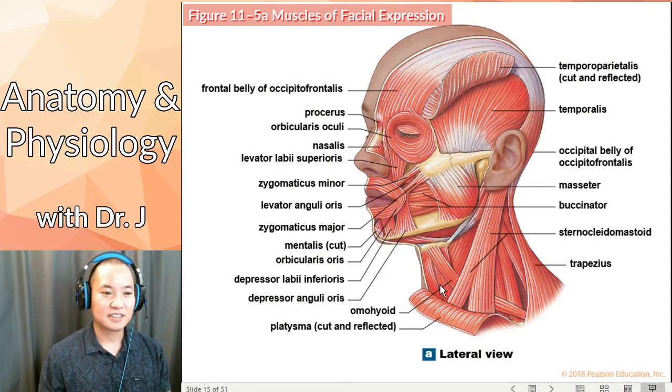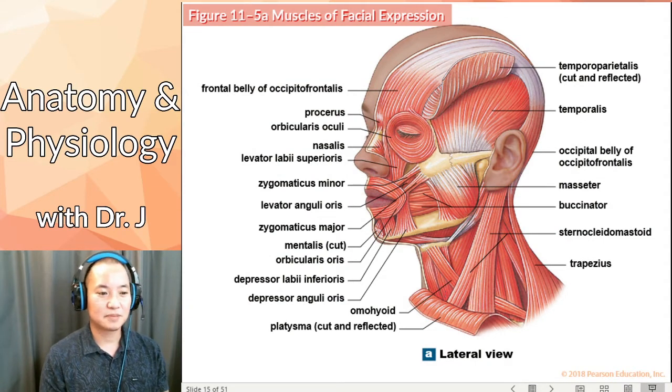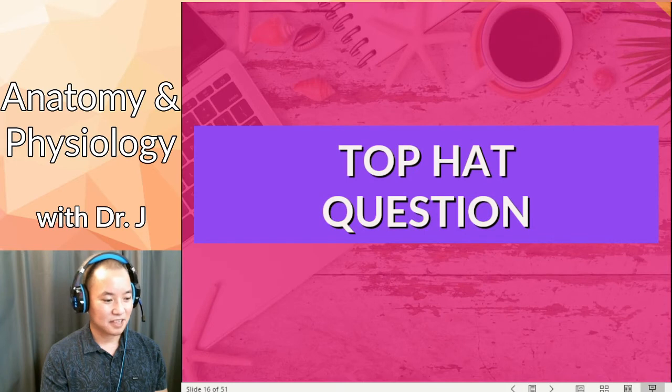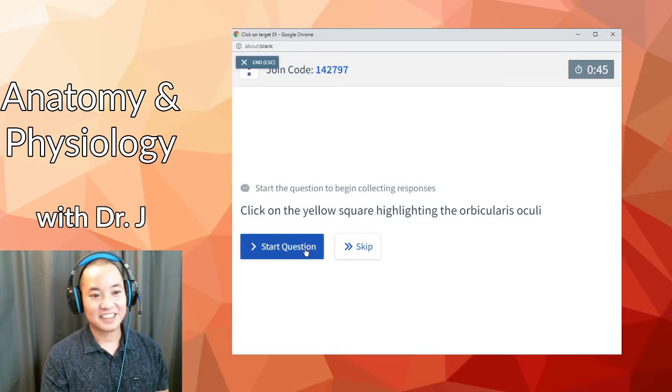Okay, so here's another figure from Martini's book, and what do you notice? Well, just looking at the names themselves, we did break down a lot of these names when we talked about classifying muscles just by their name before. And in fact, let's go to Top Hat. Okay, so everyone get logged in.